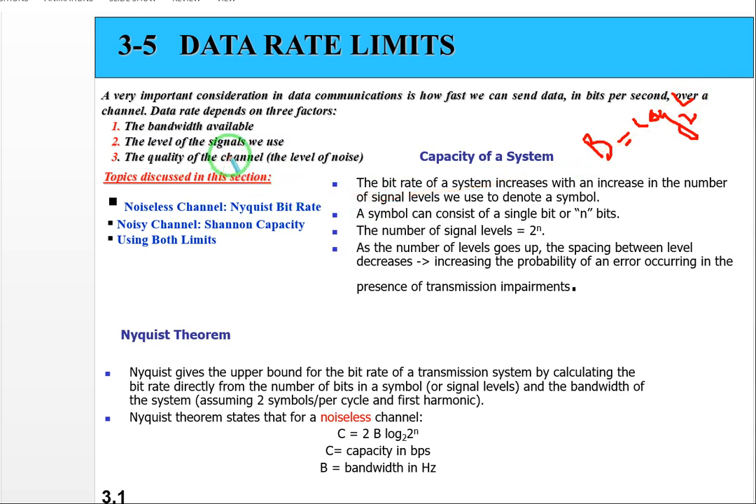The third most important thing is the quality of the channel. What does the quality of the channel mean? Is the channel noisy, or without noise, a noiseless channel? Noiseless channel means there is no noise. So the three important factors which the data rate depends on are bandwidth availability, level of a signal, and quality of the channel.